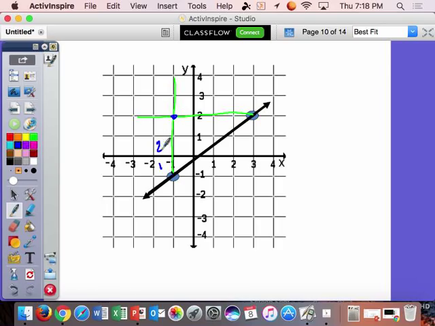1, 2, 3. So the rise is the vertical, the up and down. So it's going to be 3 from here to here. Remember, we're counting the boxes. So 3 over 4. Can I reduce that fraction? Nope. So that is my slope.